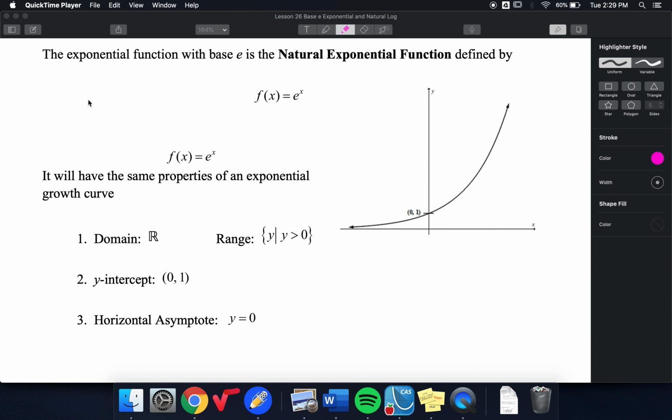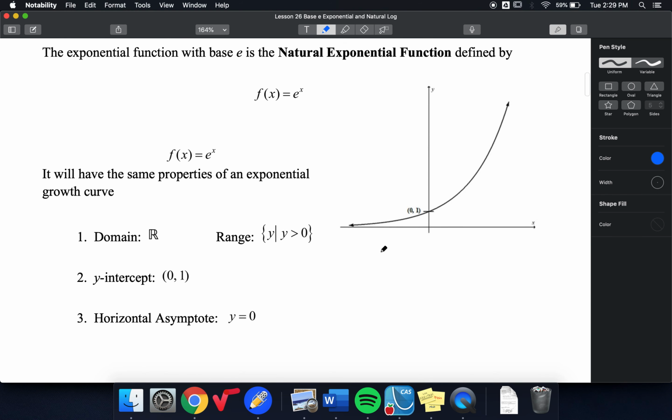All right, so now we're going to look at the natural exponential function. So this is just an exponential function, so power of x, and now our base is e, so it's about that 2.7 value. Same properties as an exponential function. Domain is all reals, range is greater than 0, y-intercept of (0, 1), horizontal asymptote of y equals 0. I also see that it's monotonic increasing.